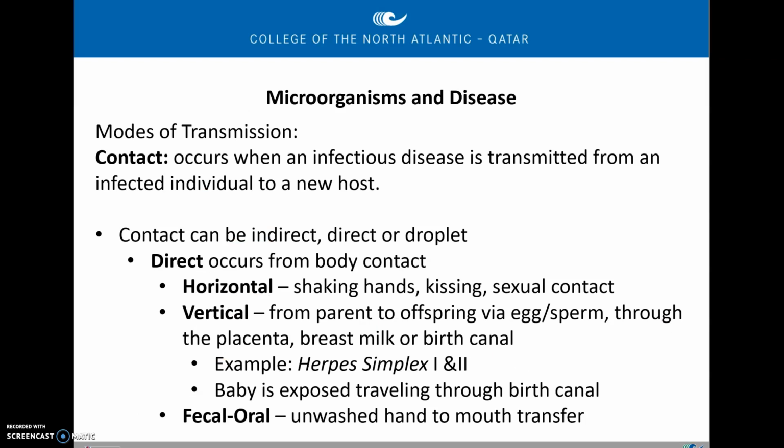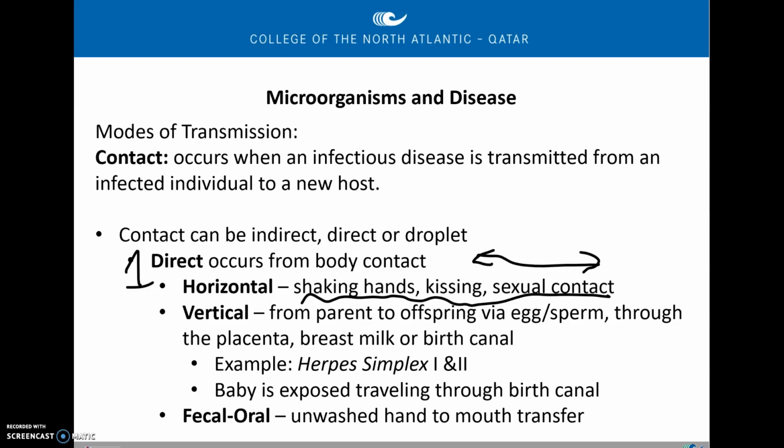The first mode of transmission that we'll talk about is contact transmission. Contact transmission occurs when an infectious disease is transmitted from an infected individual to a new host. Now, there are several different ways that this can happen. The first one is by direct contact. This will occur with body contact from a person who's infected to a person who isn't infected. We have horizontal direct transmission. This is the type of thing you'd see from people shaking hands, kissing, sexual contact. It's when we pass a pathogen from one person to another.